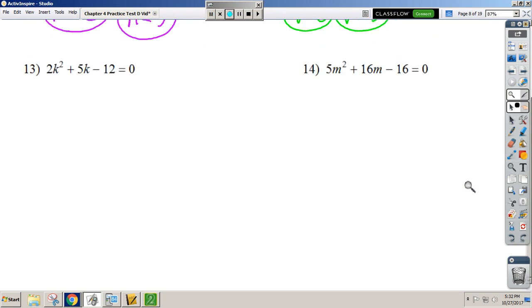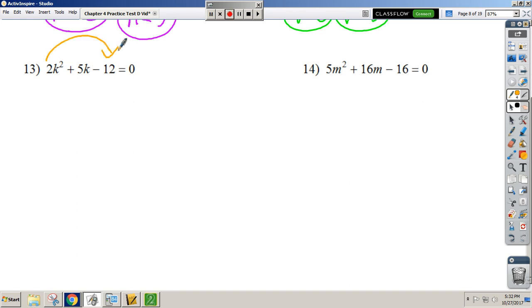Okay, these next two right here, these are swing method problems like we did on the previous page. So you could do these by trial and error. Like, you know that 2 is a prime number, so it's going to be 2k times k. But I don't recommend doing trial and error because 12 has a lot of factors. It's 1 times 12, 2 times 6, 3 times 4. You don't want to have to guess and check on all of those.